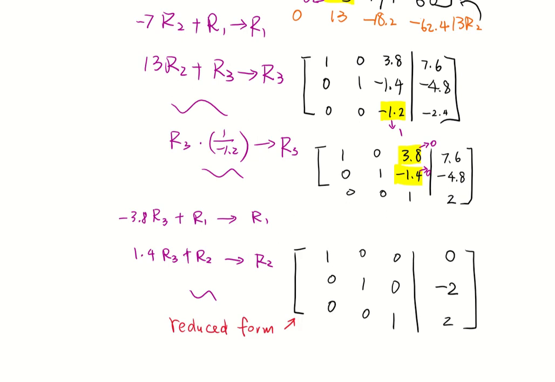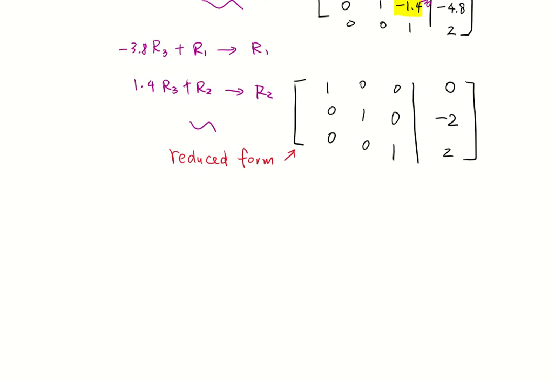Now this matrix is in the reduced form. Now the solution is x1 is 0, x2 is negative 2, and x3 is equal to 2.